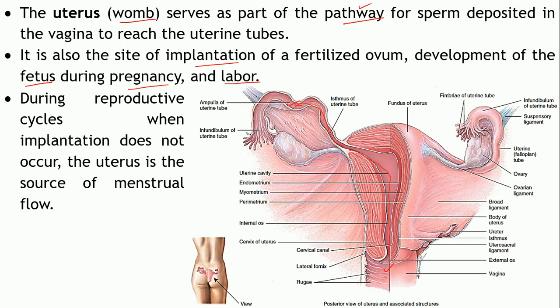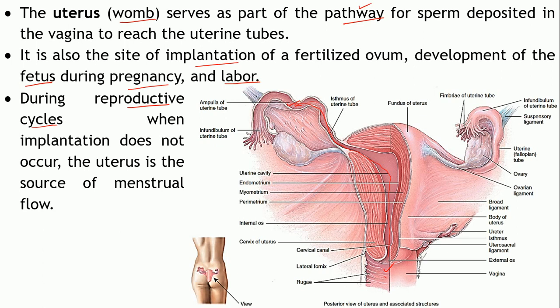Then apart from that, during the female reproductive cycle, there are some cyclic changes which take place each month in the female. Of course, we will consider this reproductive cycle in detail as well. Throughout the reproductive life of a woman, the reproductive cycle will take place.